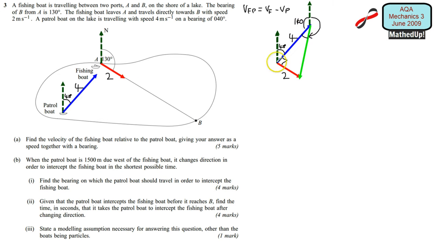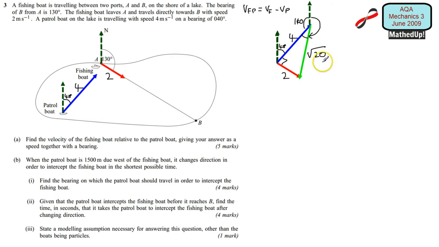And also using Pythagoras, because this is a right angle triangle, I should be able to work that out there. So I'll do that now using Pythagoras. That's going to be 4 squared plus 2 squared, square rooted, so that's going to be root 16 plus 4, which is root 20.